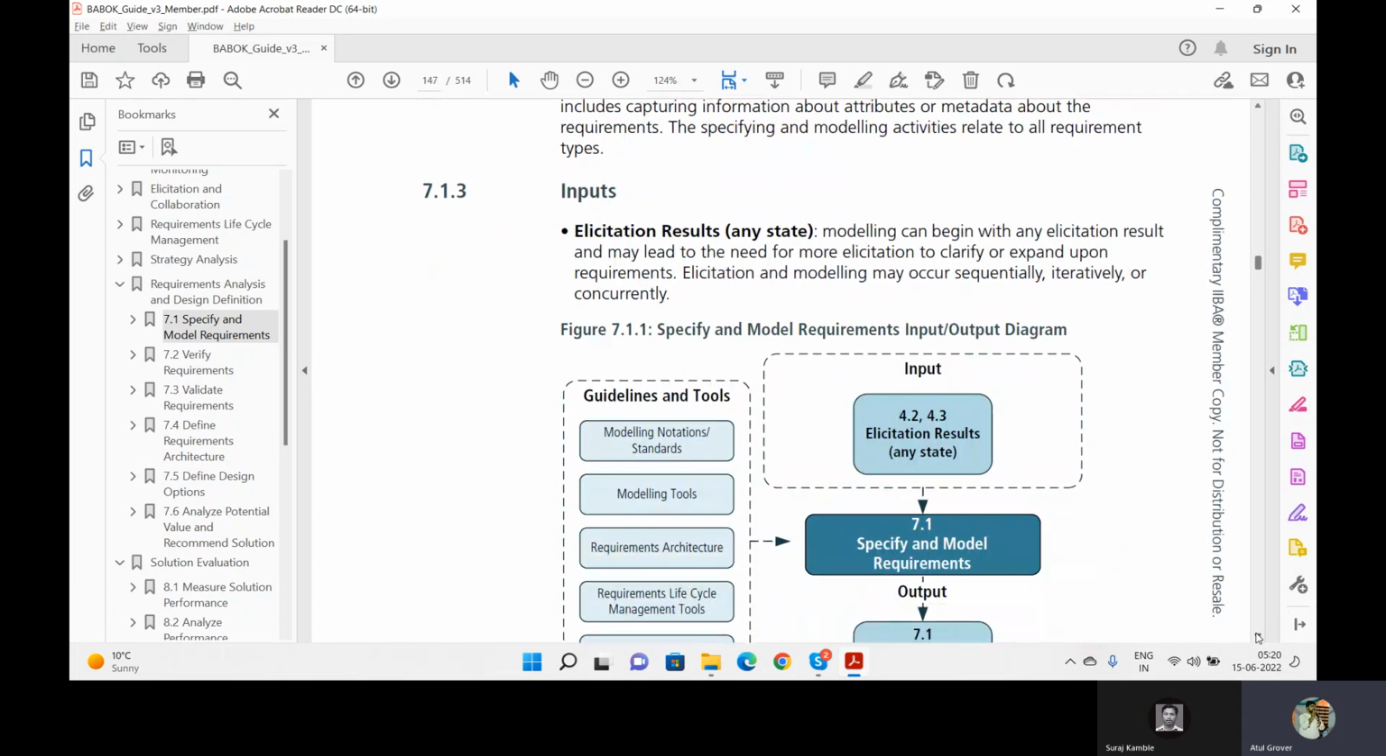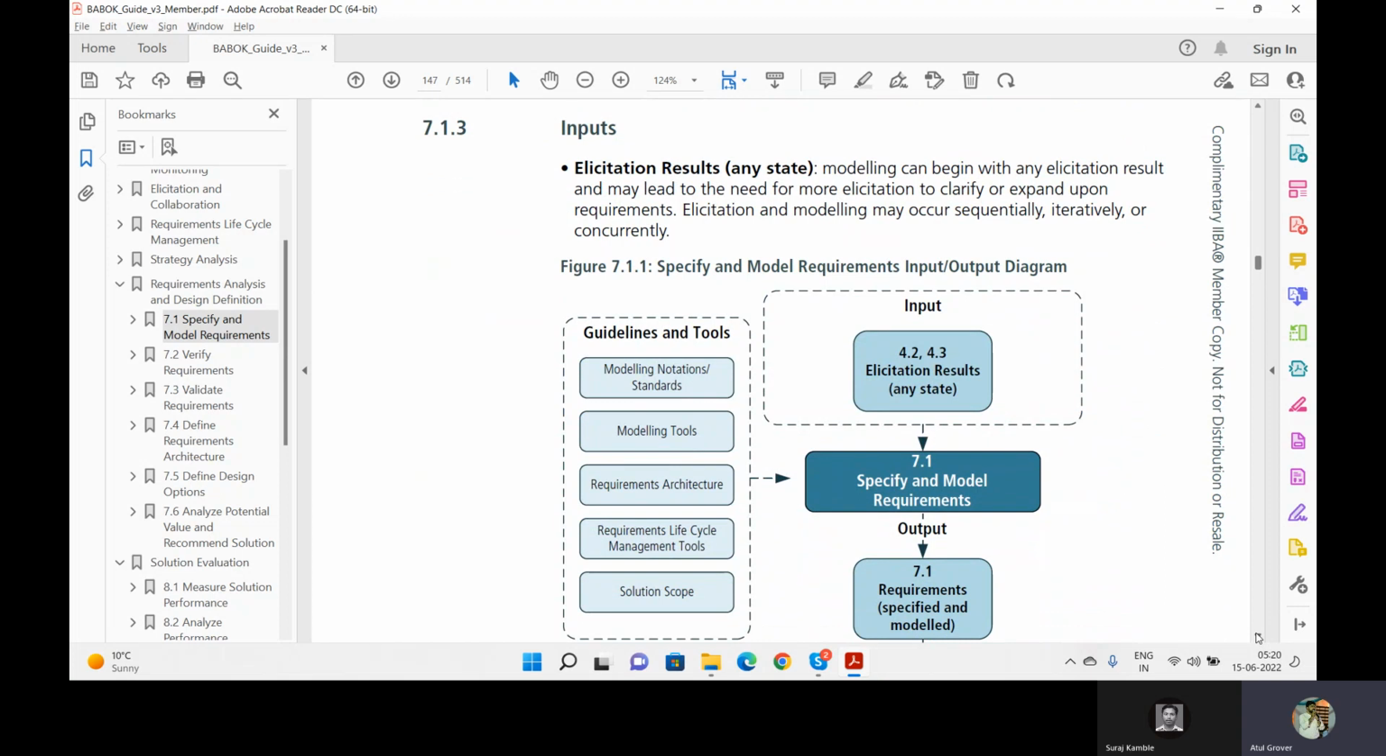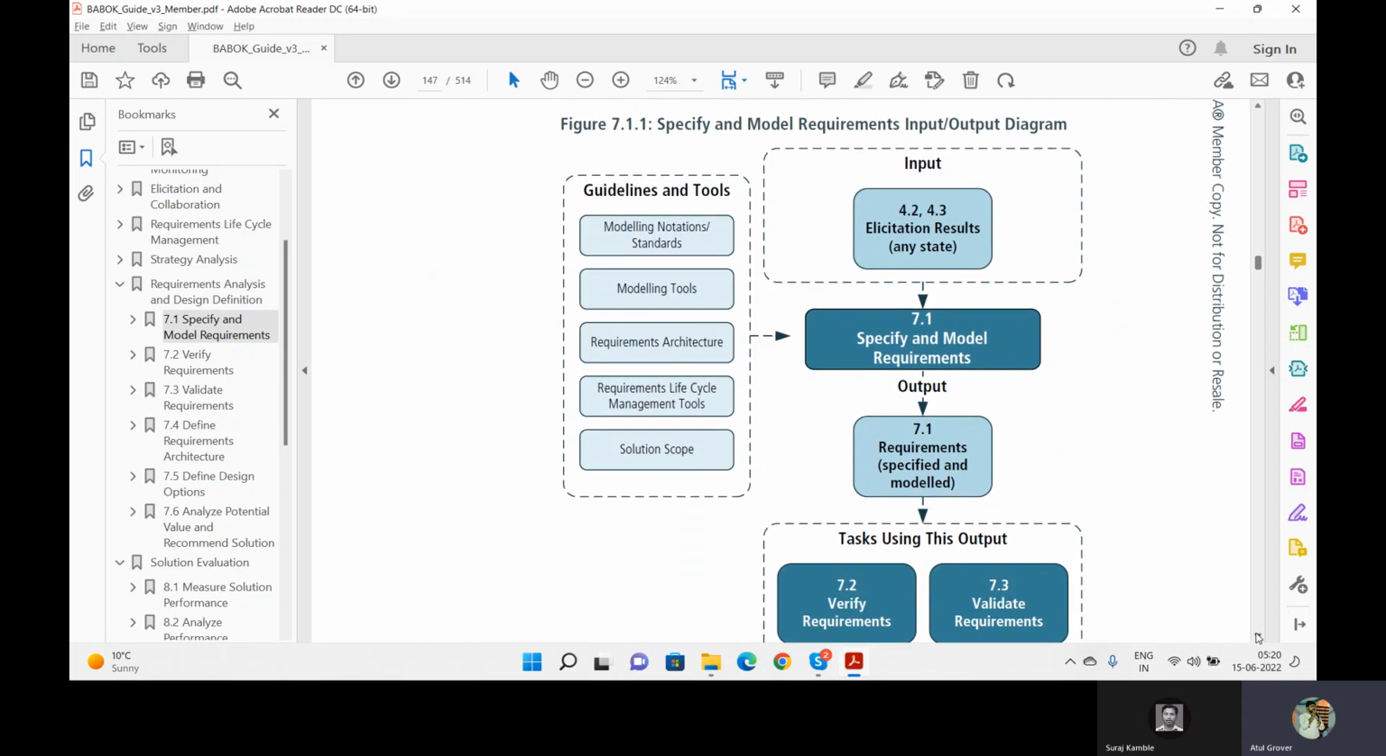Now if I come down, what are the inputs? What does the cycle look like? The cycle is very small. If you see this, it is not a very big one. In this you need the allocation result 4.2, 4.3, but the guidelines are different here. They don't have guidelines for stakeholder management. They have guidelines on what notation or standards you're going to use in the modeling part, which modeling tool you're going to use, how you define your requirement architecture, what is the life cycle which we see here, and what is the solution scope. These are the guidelines which help you to specify this part.